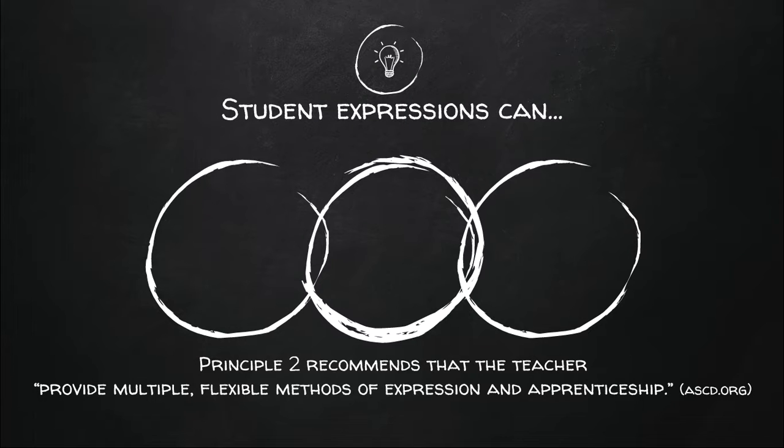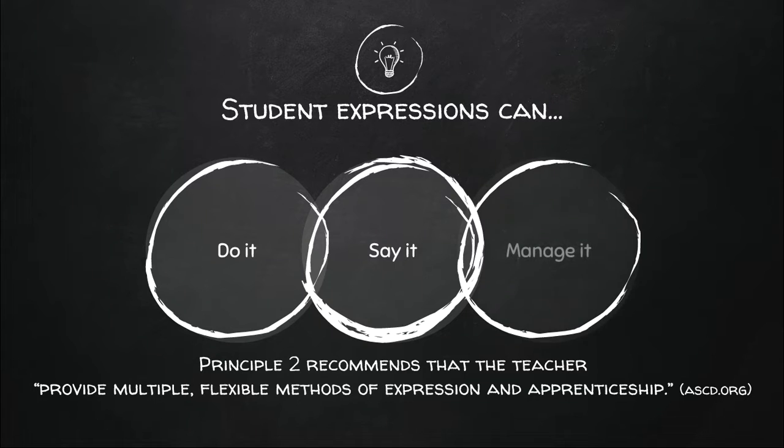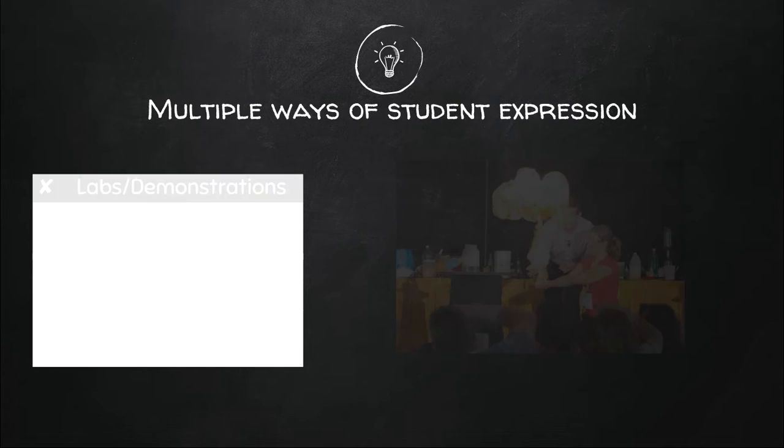So the second principle of UDL recommends that the teacher provide multiple flexible methods of expression and apprenticeship. So how can my students express to me that they have learned the information that I have tried to teach to them? And so the three things that I thought, well, they can do it. They can do the hands-on, they can say it, they can verbalize it either with written communication or verbal communication, and they can manage it. So we can extend on into project level, long term goals, and they can manage maybe a project. So multiple ways of student expression.